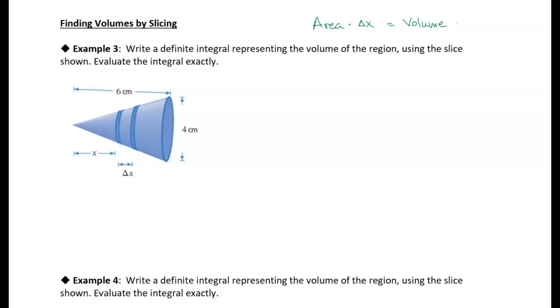We have this cone, and we want to write an integral representing the volume of the cone using this slice that's shown. We're slicing across the cone. It's a cone laying on its side, and we're slicing it into these little discs, and the width of the disc is dx. Then we can find the area of a particular cross section. It's just going to be a circle because it's a cone.